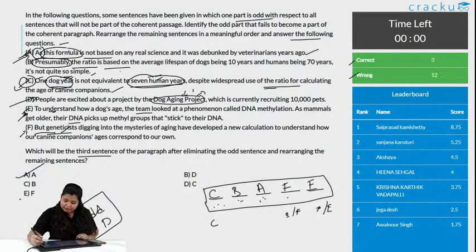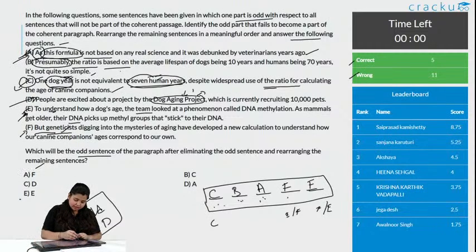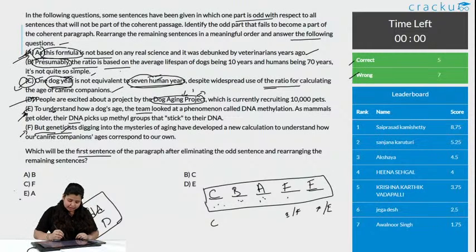Now, let us see the next question, which is the odd sentence. We know the odd sentence is D, that is option C is the correct answer, and 5 people got this correct and 11 wrong. Let us see the next question, which is the first sentence. The first sentence, which is the subject part, is C. Where is C? C is in option B. So, option B is the correct answer and 5 people got this correct and 7 wrong.